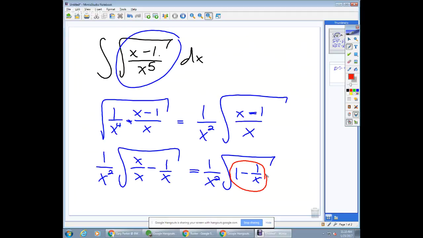So let's try it. If u equals 1 minus 1 over x, that implies that du, well, I love the derivative of 1, right? It's just 0. The derivative of 1 over x is negative 1 over x squared. Compounding with that negative there, what's left here?